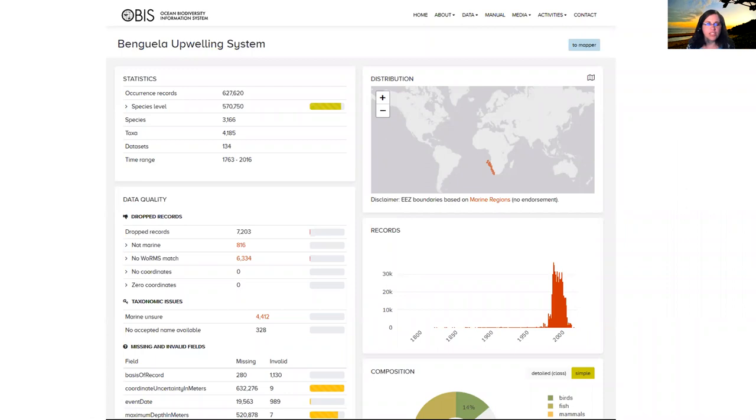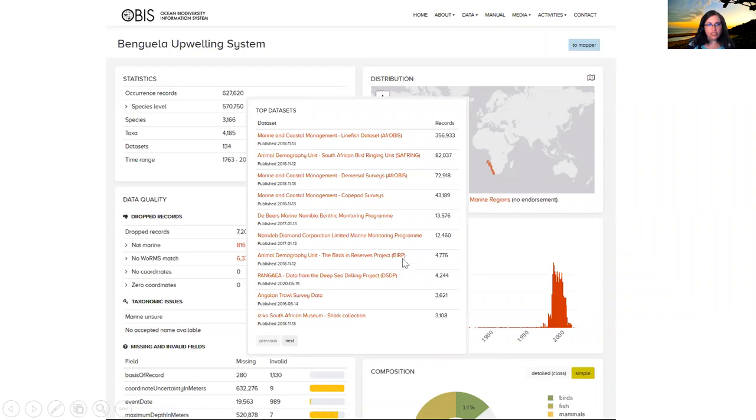Similarly, we can look at geographic areas. And here is an example of the ecologically and biologically significant area, the Benguela Upwelling System. We have over 600,000 occurrence records for this geographic extent. It includes over 3,000 species coming from 134 different data sets and spanning a wide range of years. And what makes that possible is Darwin Core.